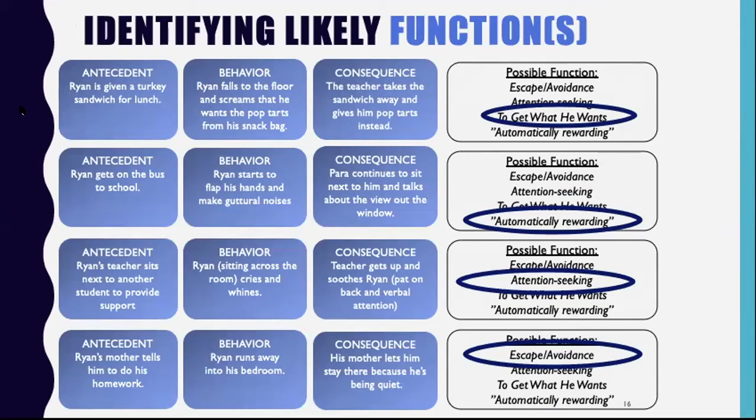The first one is Ryan is given a turkey sandwich for lunch. The behavior is that Ryan then falls to the floor and screams that he wants the Pop-Tarts from his snack bag. The teacher, maybe she had a lot going on and she didn't want to deal with this tantrum, so she takes the sandwich away and just gives him the Pop-Tarts instead. So we look at this and we can see the likely function of this behavior was to get what he wanted. He engaged in all that tantrum-like behavior in order to get the Pop-Tarts. And the consequence was that he did get the Pop-Tarts.